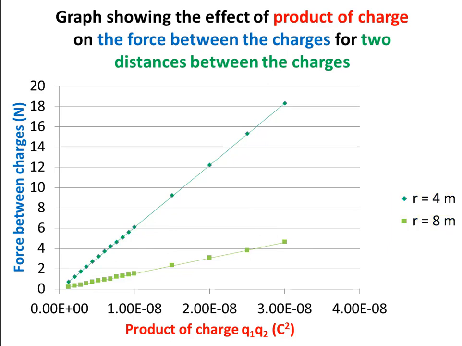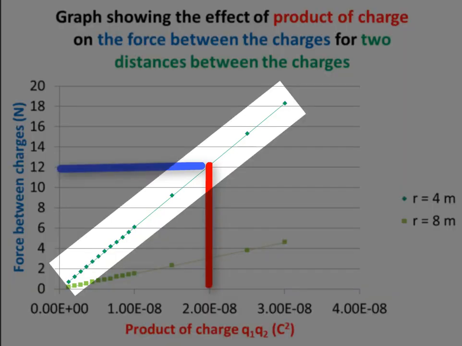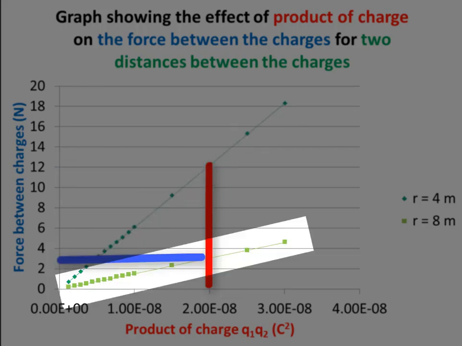How do we know that the dark green line is the 4-meter separation? Because for any particular product of charge, there's a stronger force between the charges when they are closer together than when they are further apart, as shown by the dark green line giving greater values for a particular product of charge than what the light green line gives.